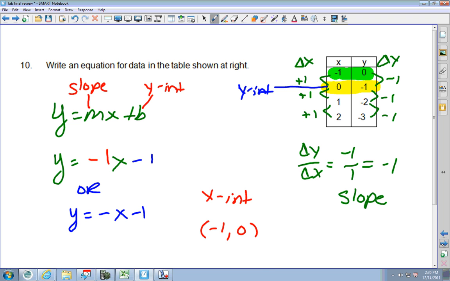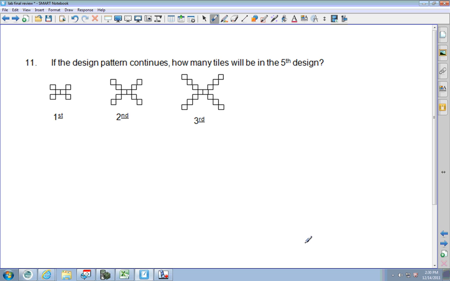Number 11. If a design pattern continues, how many tiles will be in the 5th design? Well, first off, the first design has 1, 2, 3, 4, 5, 6. It has 6. The next one, 1, 2, 3, 4, 5, 6, 7, 8, 9, 10. Next, the third one has 14. Okay, if I want the 5th design, I need to figure out the 4th and the 5th. Well, what is this increasing by? That's increasing by 4. So what would be the next one?